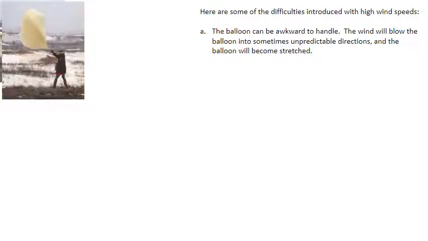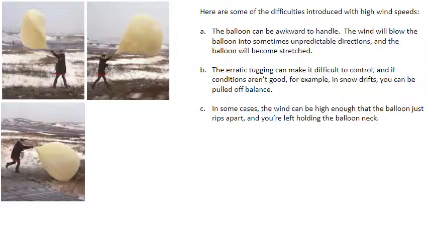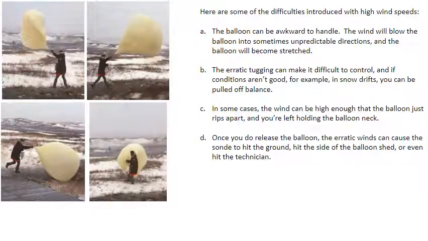The balloon can be awkward to handle. The wind will blow the balloon in sometimes unpredictable directions and the balloon will become stretched. The erratic tugging can make it difficult to control, and if conditions aren't good, for example in snowdrifts, you can be pulled off balance. In some cases, the wind can be high enough that the balloon just rips apart and you're left holding the balloon neck. Once you do release the balloon, the erratic winds can cause the sonde to hit the ground, hit the side of the balloon shed, or even hit the technician.